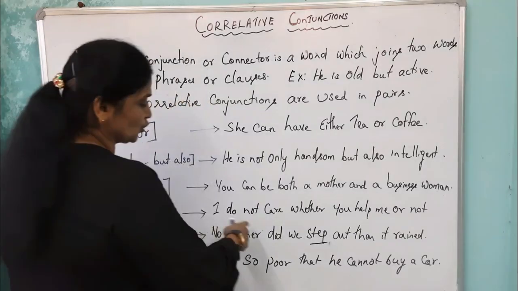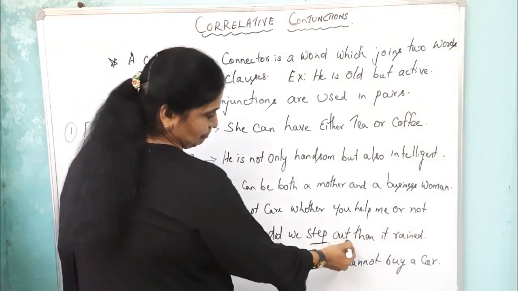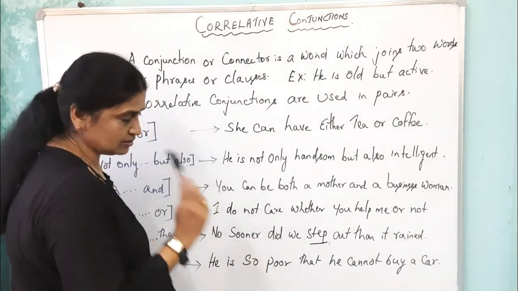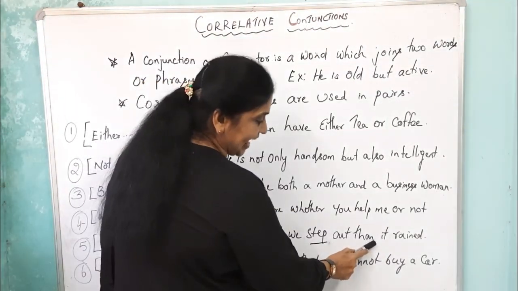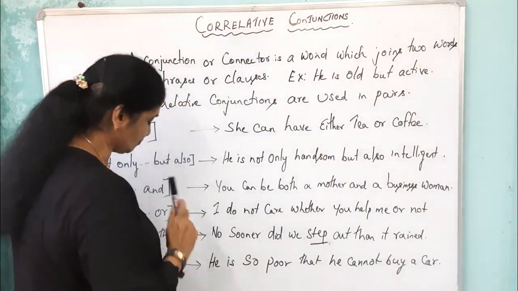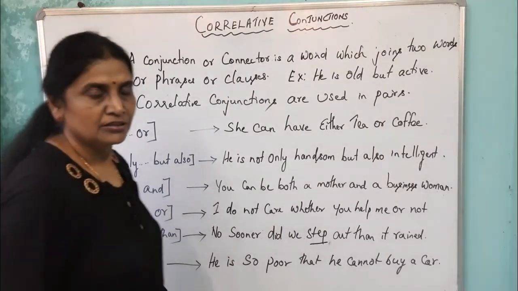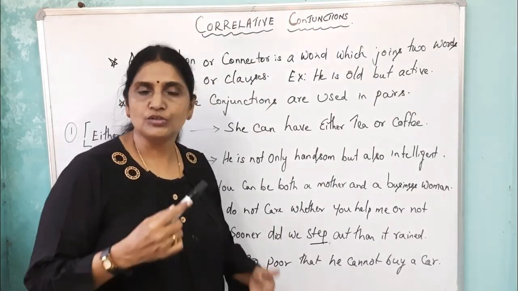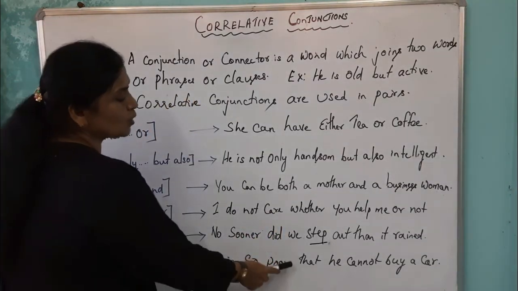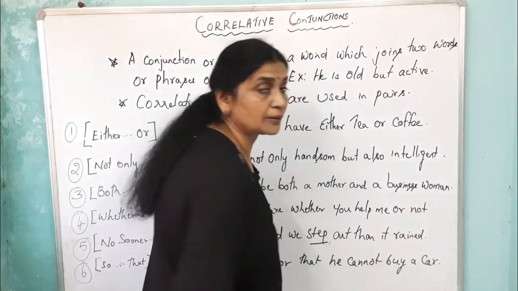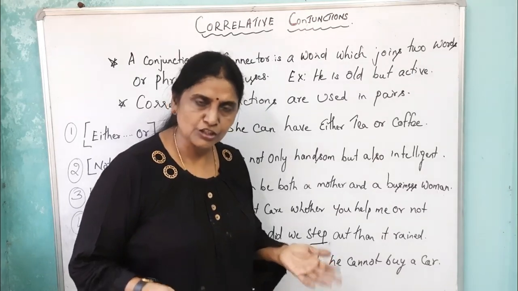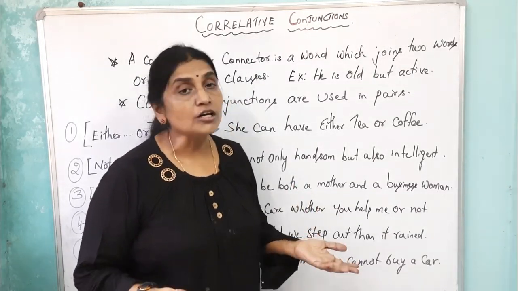Understand? Always no sooner should be followed by did. Did we step out than it rained. So the sentence is in the past tense. Okay. Next one. So that. It's a very simple one. From 6th standard onwards you must have been practicing this pair. He is so poor that he cannot buy a car. He is so poor, that means he is very poor, so he cannot buy a car.